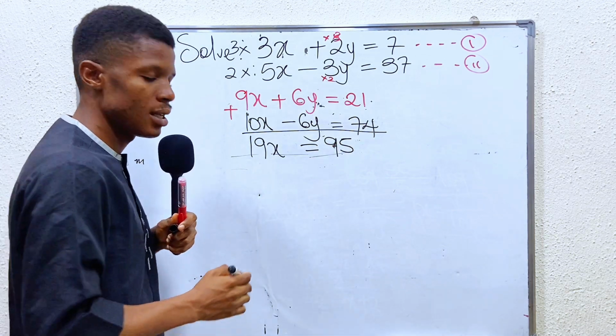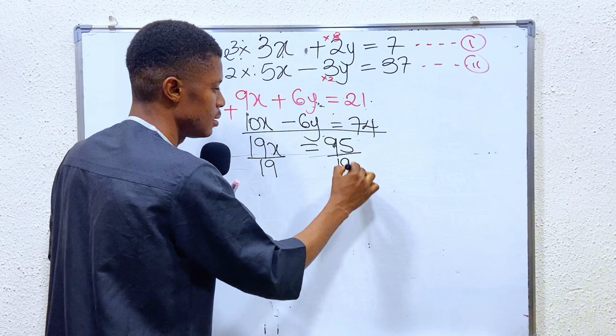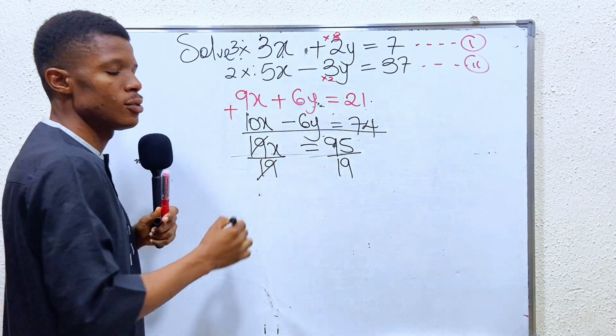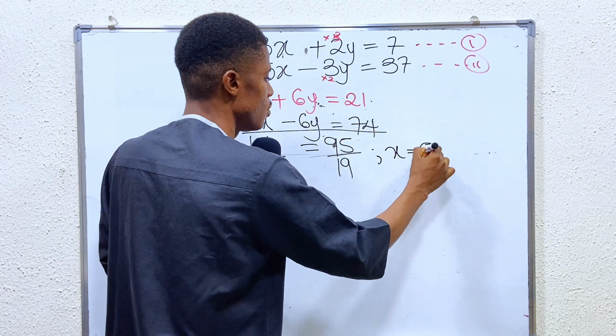To get the value of x, you just divide through by 19 on both sides. Once you divide through by 19, what do you observe? You observe that x is equal to 5.